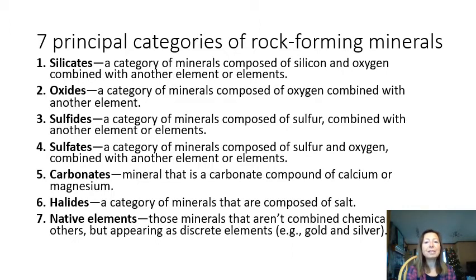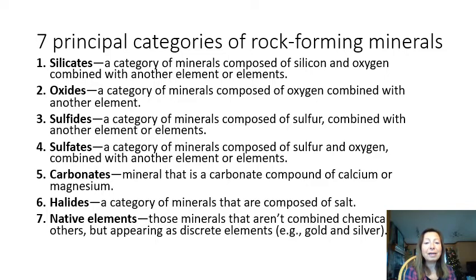The silicates is a category of mineral composed of silicon and oxygen combined with another element or elements. Oxides is a category of minerals composed of oxygen combined with another element. Sulfides is a category of mineral composed of sulfur combined with another element or elements. Sulfates is a category of minerals composed of sulfur and oxygen combined with another element or elements. Carbonates is a mineral that is a carbonate compound of calcium or magnesium.